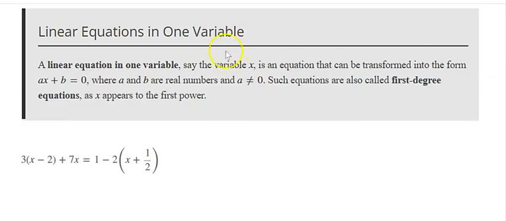Linear equations in one variable. A linear equation in one variable, say the variable x, is an equation that can be transformed into the form of ax plus b is equal to 0. Realize that there's an x value here with a power of 1, which we don't show, but that lets us know automatically that we're dealing with a linear equation. Where a and b are real numbers and a cannot equal 0, because anything times 0 is just 0, and then you would have an untrue statement here. Such equations are also called first degree equations. Notice that's why I put that 1 there, as x appears to the first power.